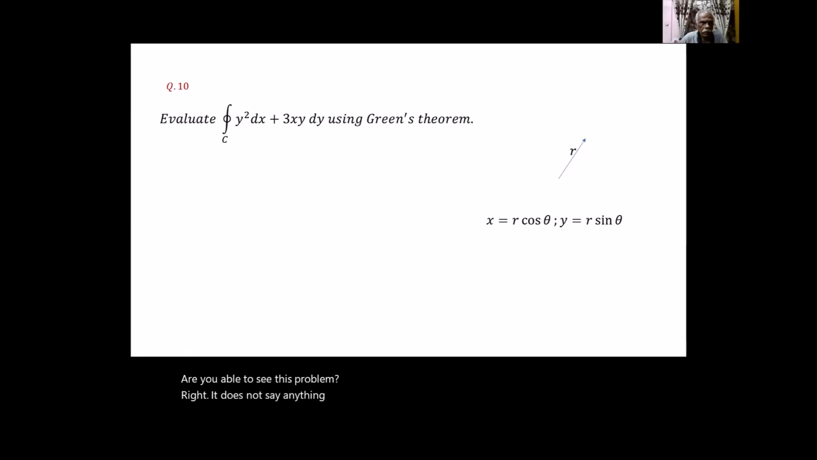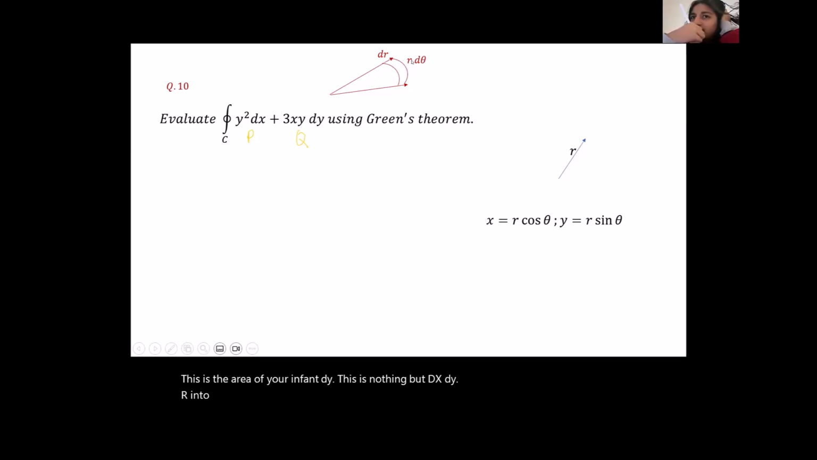Now, here, you will have to know this. What is this? This is the area. Yes or no? This is the area of an infinitesimal element, dx dy. R dr d theta is dx dy. So I will now replace dx dy by r dr d theta. Why do you have to do that? Because I want to solve this problem.